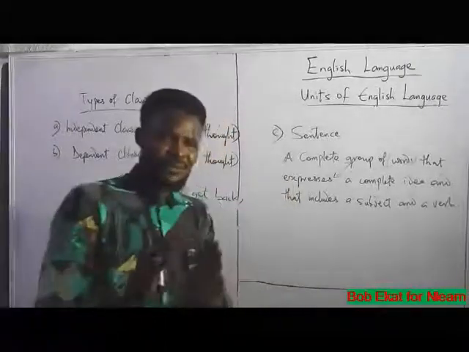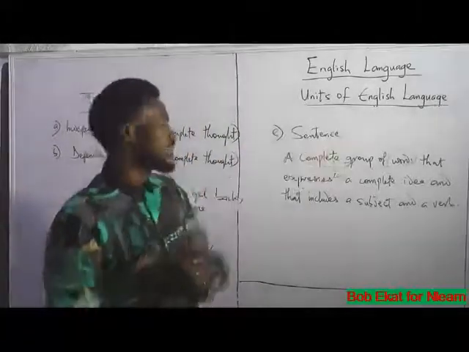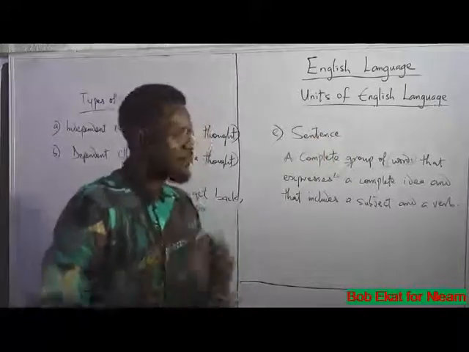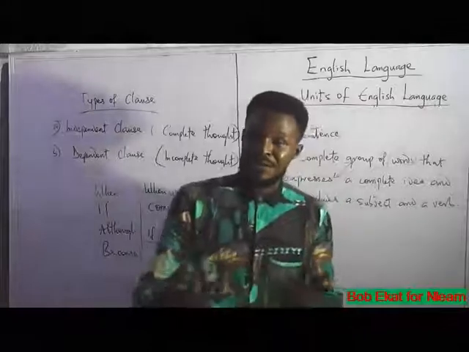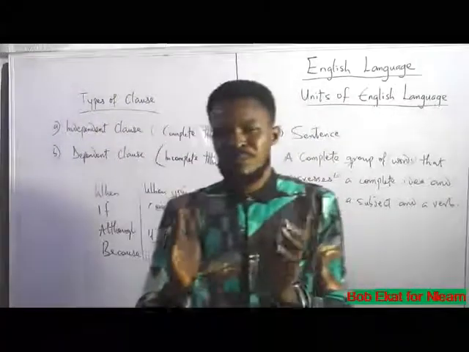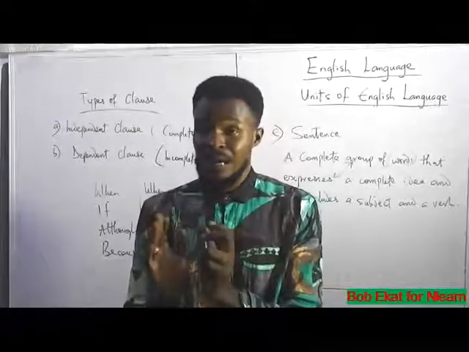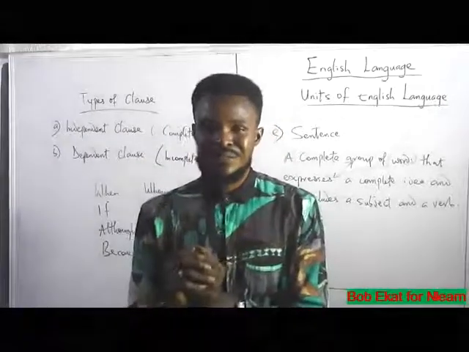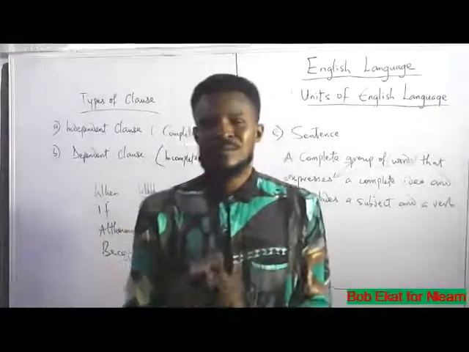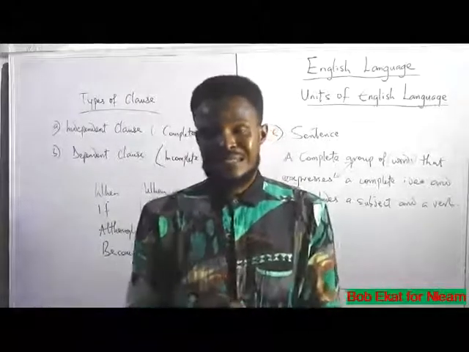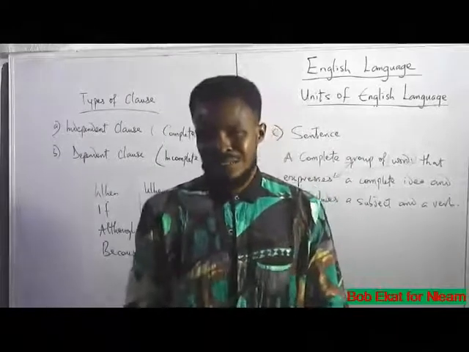But then let's look at sentence. It's a group of words that expresses a complete idea and that includes a subject and a verb. What is important to note here is that a sentence must have a subject and must have a verb. It therefore implies that a sentence doesn't have to be long. A sentence can be a word.